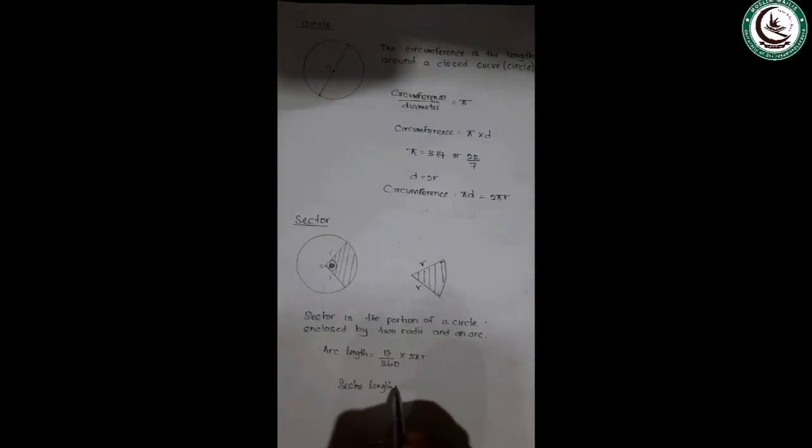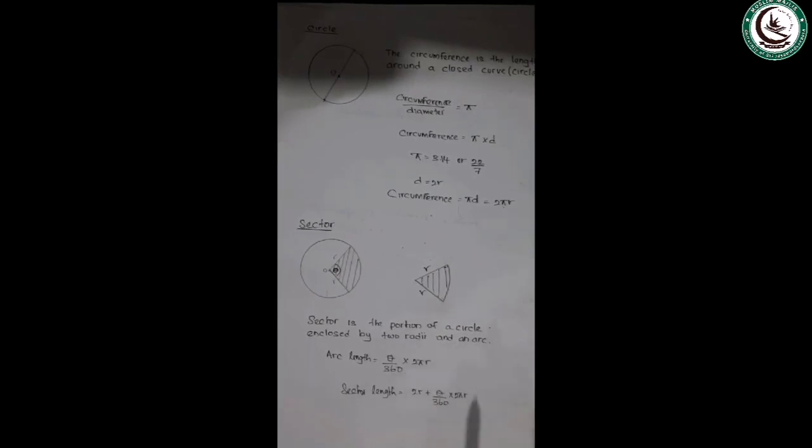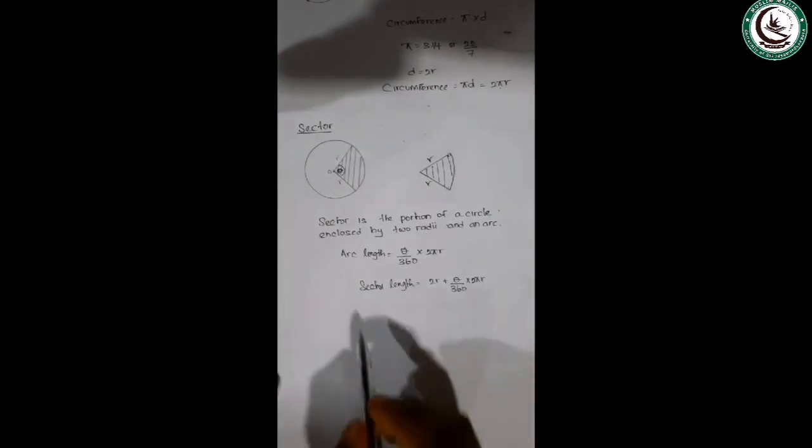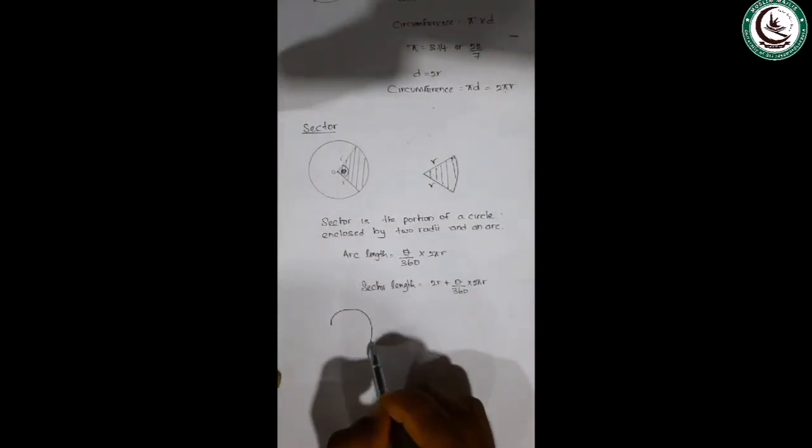So what would be the sector perimeter? The sector perimeter is these two radii, 2r, and the arc length that we found here. So the perimeter of the sector would be 2r plus theta over 360 into 2 pi r. You can write this as pi d, and the 2r is also d. We'll look into a small example. So let us consider a circle.